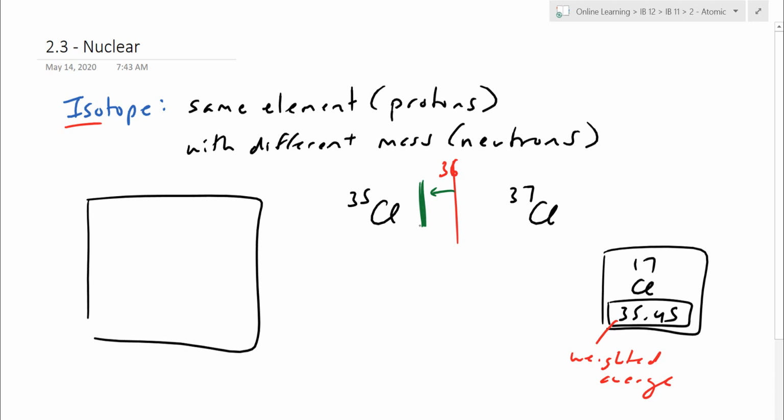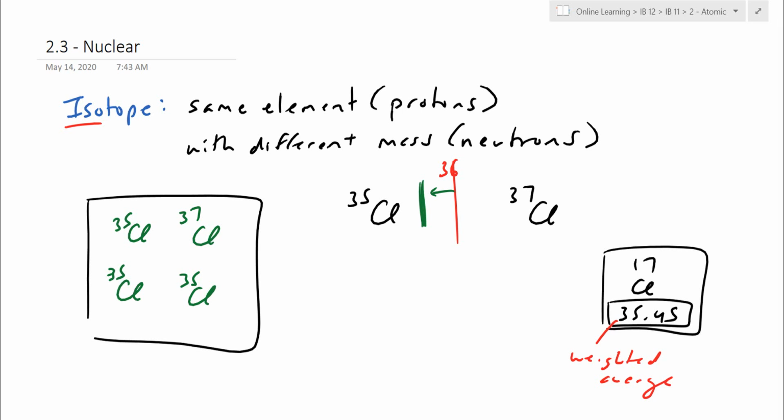It's leaning toward the one that's more common, because in our universe, just because you have the 35 form and the 37 form doesn't necessarily mean that they have to be equally common. If that were the case, the average mass would really be closer to 36. What we found in yesterday's lesson is that for every 3 chlorines that are 35, we have 1 that's 37.